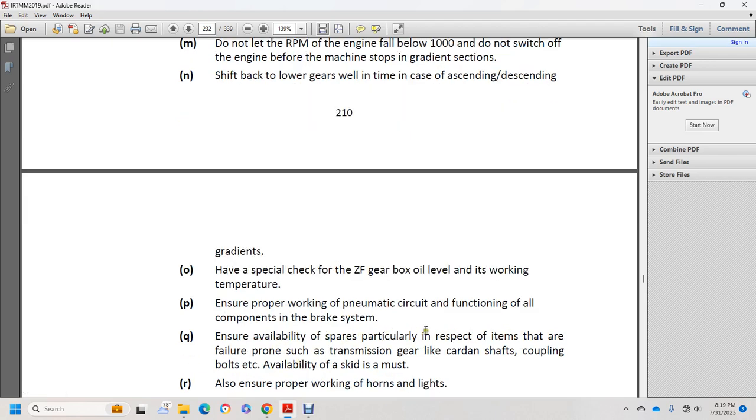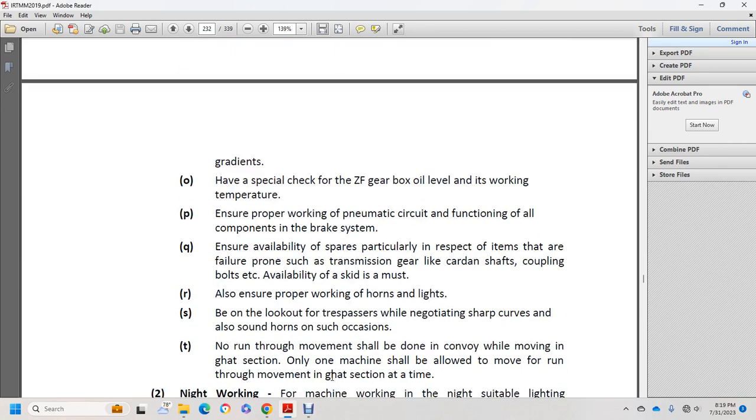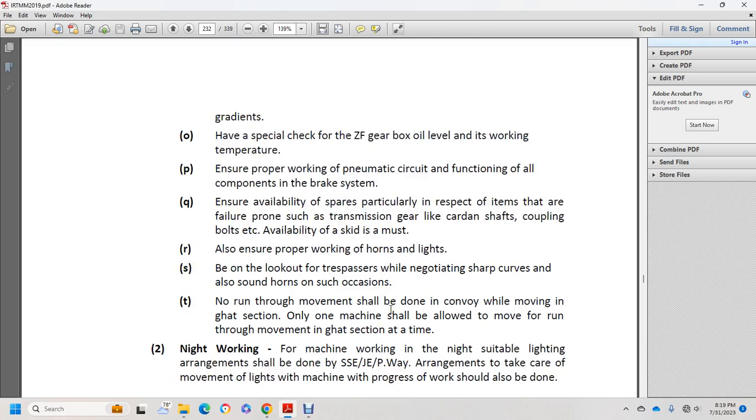Ensure availability of spares, particularly items prone to failure in the transmission gear like cardan shaft, coupling, bolts, etc. Also, proper working of the horns and lights. Look out for trespassing; when negotiating sharp curves, sound horns on such occasions. Running movement shall be done in convoy while running in the GOT section. Only one machine shall be allowed to move at a time in the GOT section.